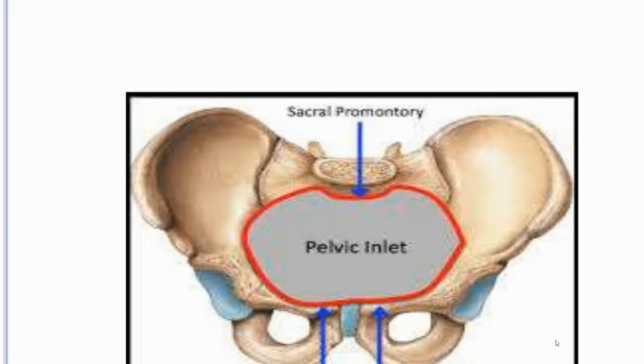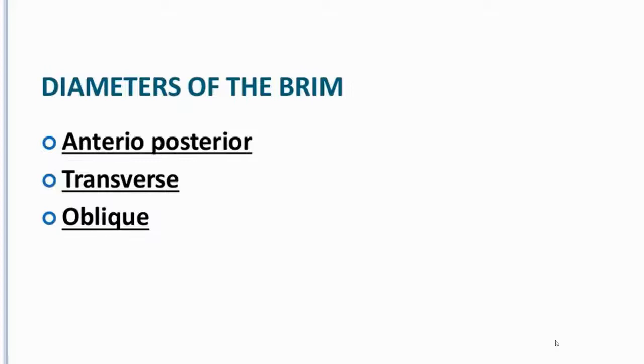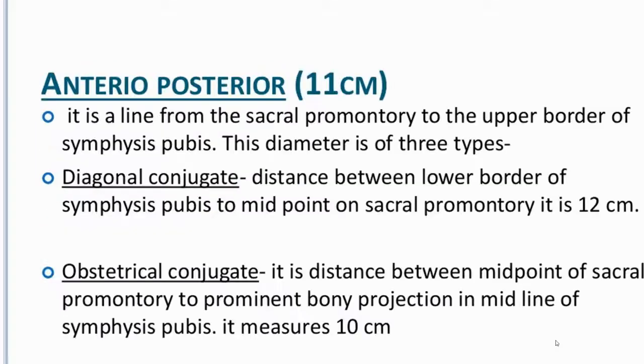You can see in this picture the pelvic inlet. Now we'll see the landmarks of the brim: sacral promontory, sacral ala and sacroiliac joint, iliopectineal line, iliopubic eminence, pectineal line, pubic tubercle, pubic crest, and symphysis pubis. Now we will see the diameters of the brim, that could be anterior-posterior, transverse and oblique.